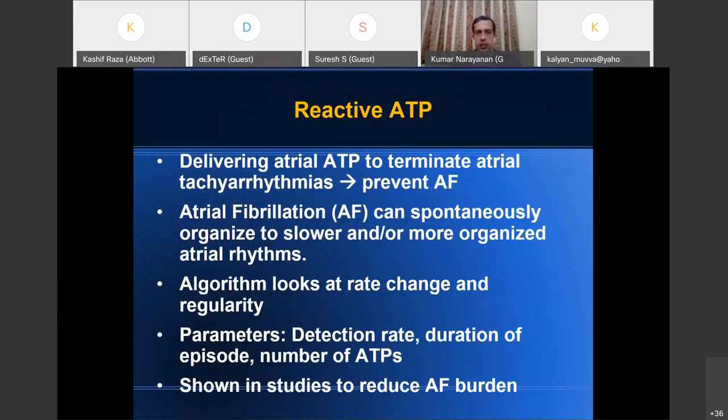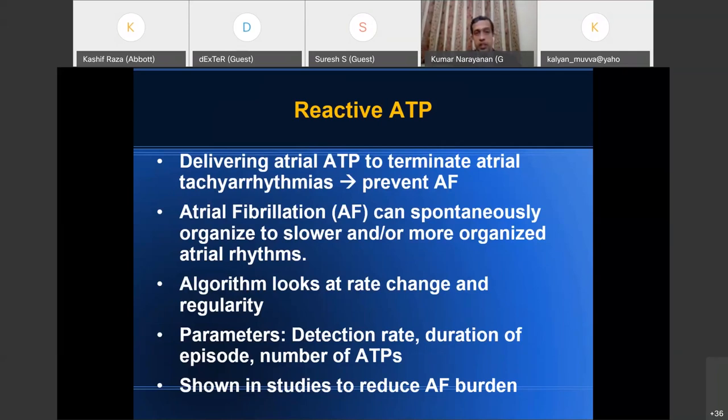An algorithm which is designed more to treat atrial arrhythmias. So remember, AT/AF suppression algorithms are more about preventing atrial arrhythmias. Now, another algorithm which aims to treat atrial arrhythmias is known as reactive ATP. Here, the device is going to deliver atrial anti-tachycardia pacing to terminate atrial arrhythmias and therefore prevent fast atrial arrhythmias or prevent degeneration into atrial fibrillation.